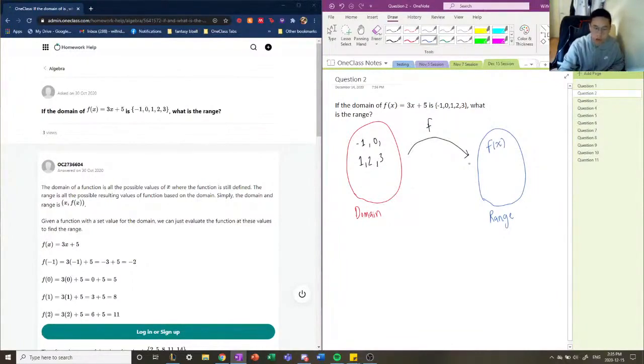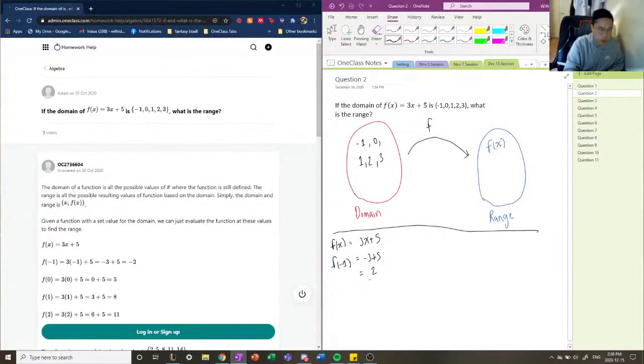To find our range, we have to plug each of these values into our function and see what its output is, and by doing so we will be able to find the range. First, we state our function again, which is f(x) = 3x + 5. Let's first calculate f(negative 1). That would be negative 3 plus 5, which equals 2.